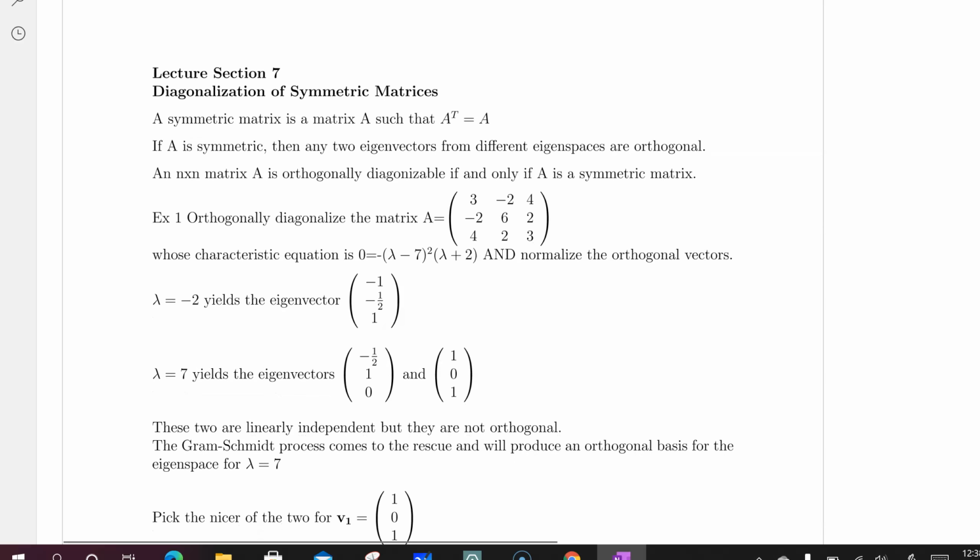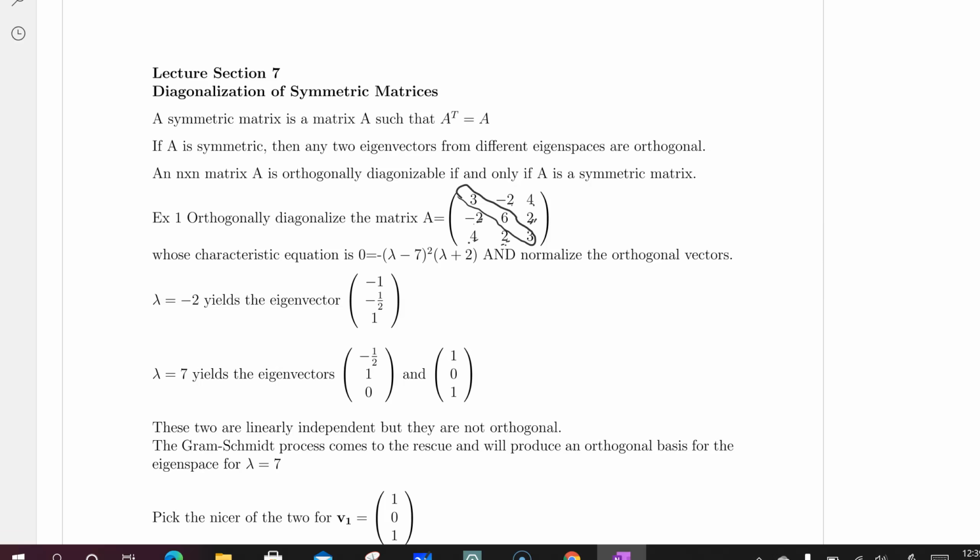Okay, so now we're ready to move on to section 7, because now we're going to be taking symmetric matrices. So what is a symmetric matrix? It means it doesn't matter what's on the diagonal, but these two will be equal, these two will be equal, these two will be equal. So I could fold the matrix across this diagonal, and I'd see that there's a mirror image.